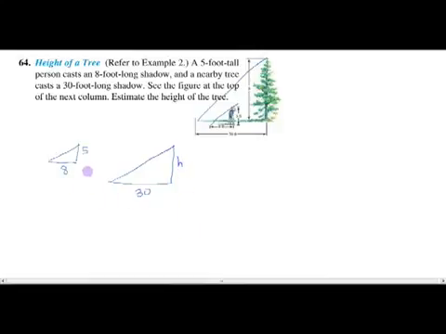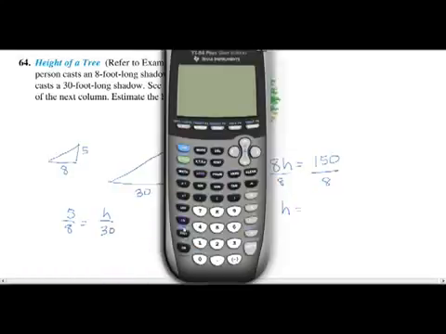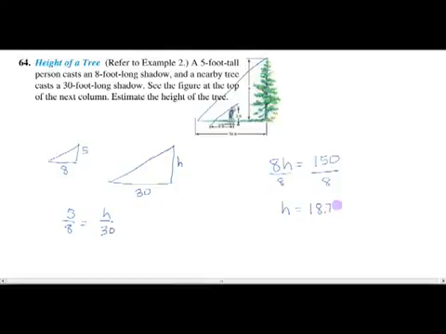So we can set up a proportion here. You go 5 is to 8 as h is to 30. Then we can cross multiply. So we have 8h equals 150. We're going to go ahead and divide by 8, and we get h is equal to, let's grab the calculator, 150 divided by 8, and get 18.75. So the height is 18.75. This was measured all in feet, so it'll be 18.75 feet.